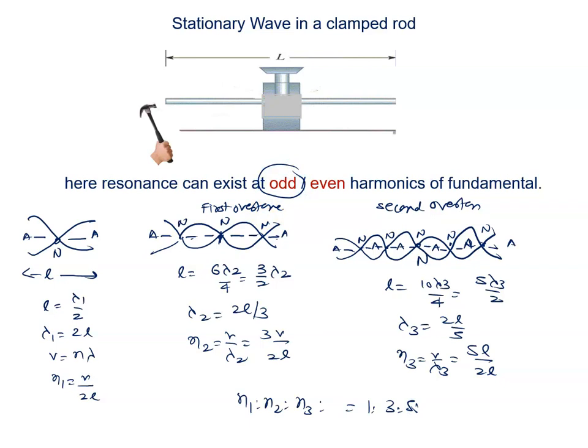Then one more thing I want to convey to you. The first overtone is known as the third harmonic because it is a third-time multiple of n1. The second overtone is the fifth harmonic because it is a fifth-time multiple of n1.